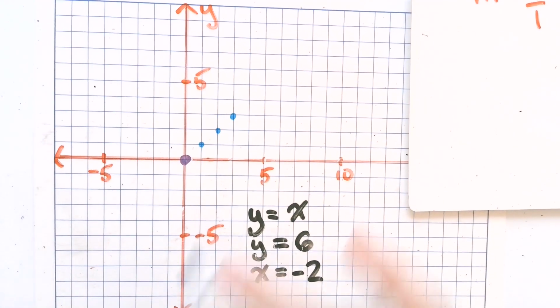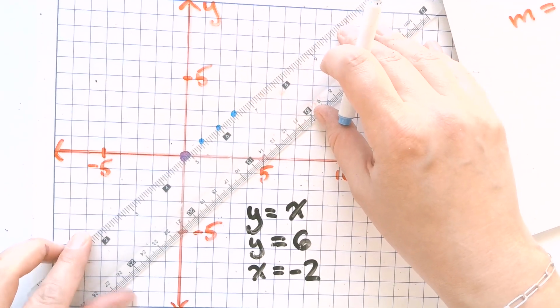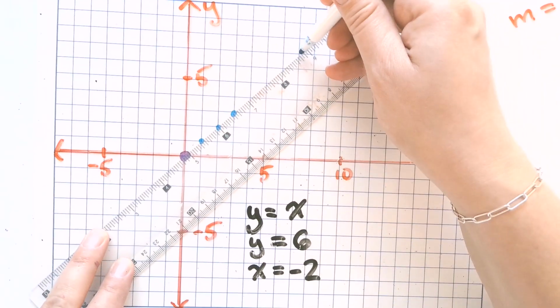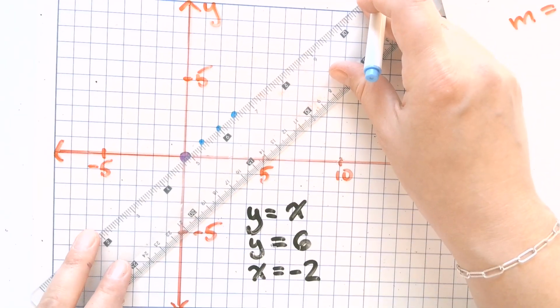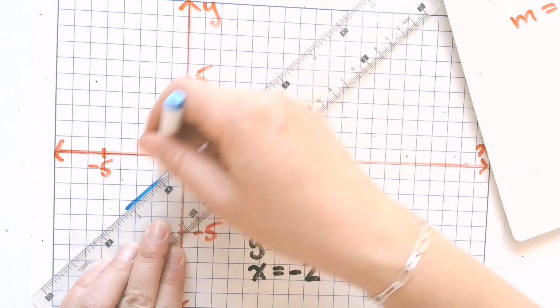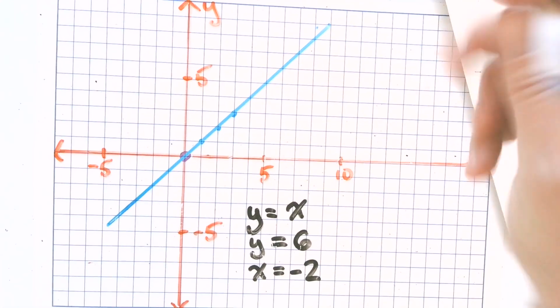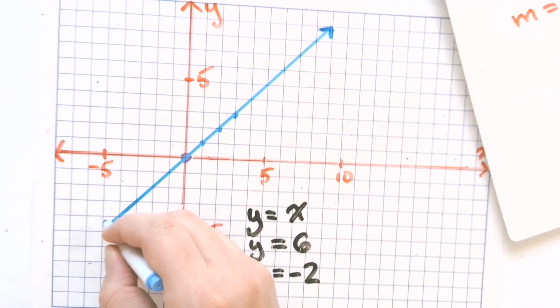And again, I keep saying this, you can't just leave it this way. You have to connect it and extend it with a ruler. You have to make sure that the ruler is lined up with all of the little grid lines. You can't just do it willy-nilly. Extend it to look like this. And am I done? I am not done. I need to add some arrows.